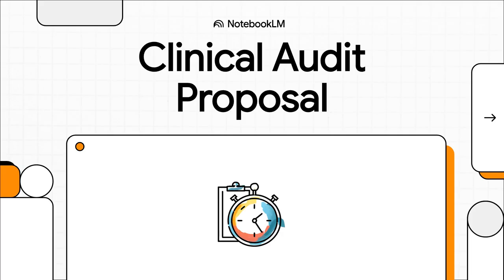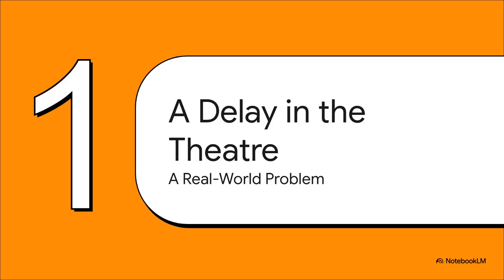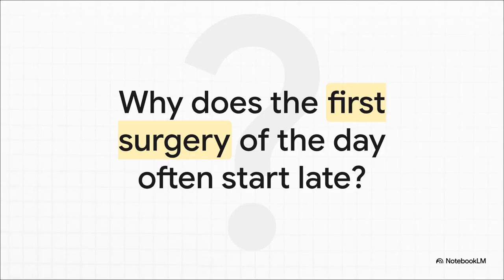powerful plan for improvement. So instead of kicking things off with a dry textbook definition, let's jump right into a real-world problem. I'm talking about something many of us have probably seen firsthand. Yeah, that one. Why does the first surgery of the day so often start late? It's a classic, right? You're standing around, waiting. It just seems like a simple inefficiency. But what's really going on behind the scenes? What are the actual consequences of what feels like a minor delay?